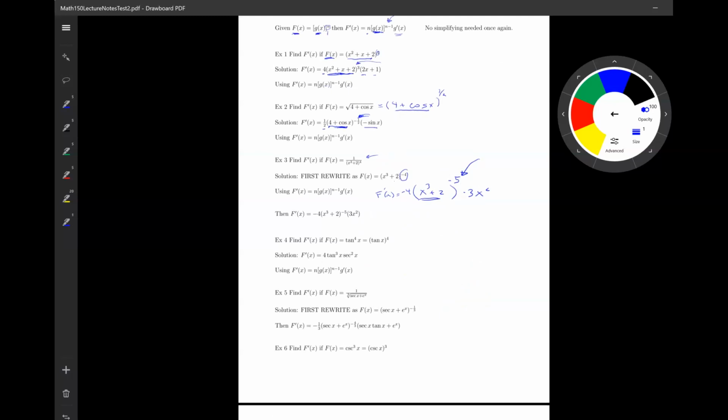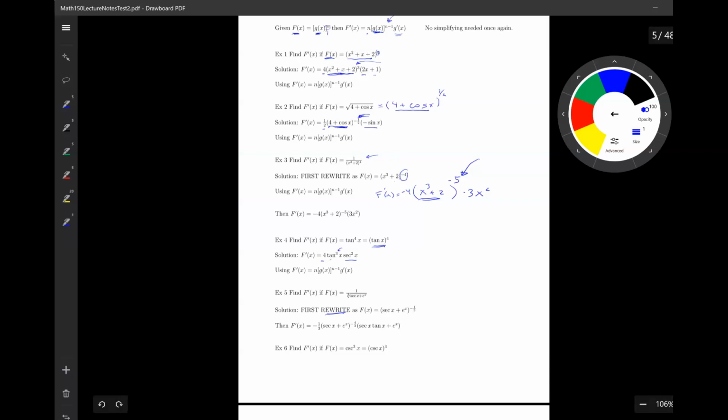You know that tangent to the 4th of x can be rewritten as tangent of x all to the 4th power. So again, bring the 4 down. I'm going to subtract 1 from the exponent, so that's cubed, and then multiply by the derivative of the tangent, which is secant squared.